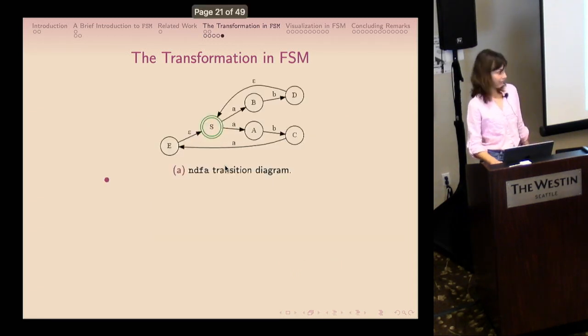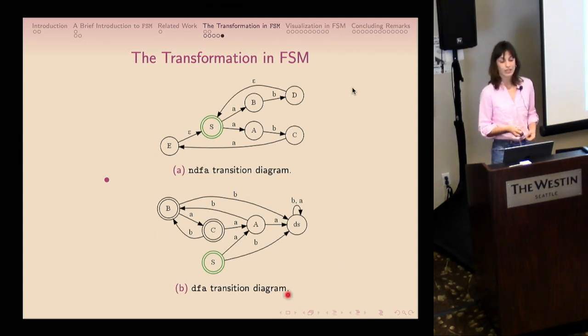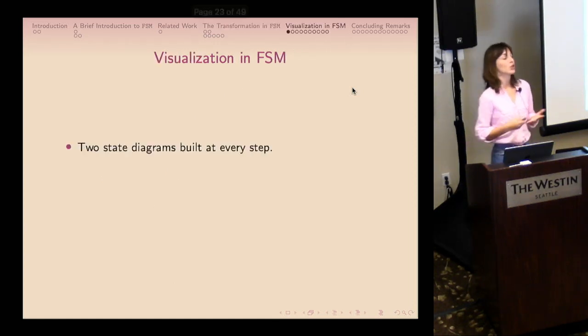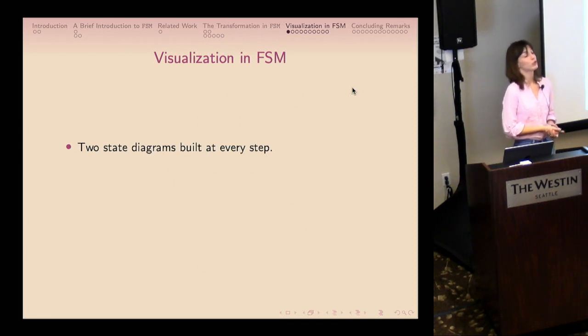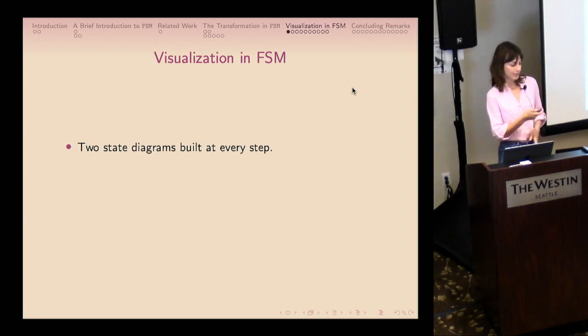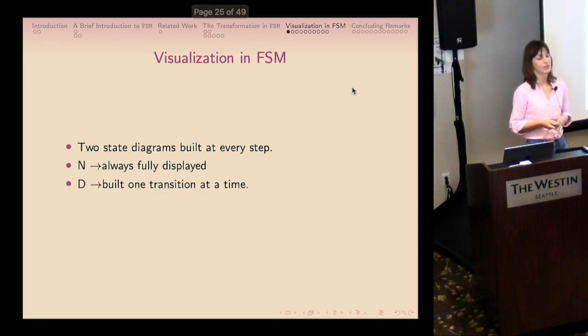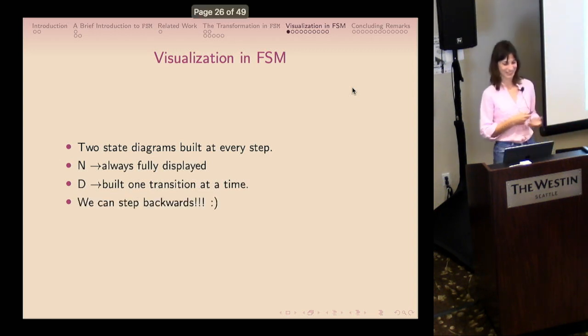So from this diagram here, we end up getting this diagram. These are the encoded superstates and the dead state that we have in the DFA, and these edges are all of the edges that we saw in our transition function in one of the tables. So in our visualization tool, we build two state diagrams at every step. The NDFA diagram is always fully displayed, and the DFA diagram is built one edge at a time. Now, something new that we've done is that we can step backwards.